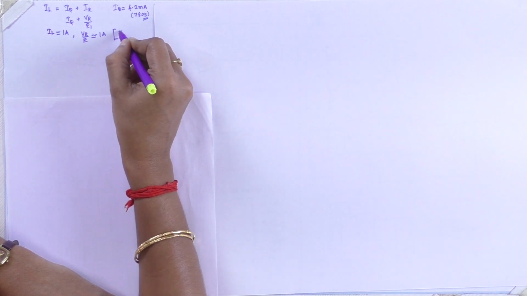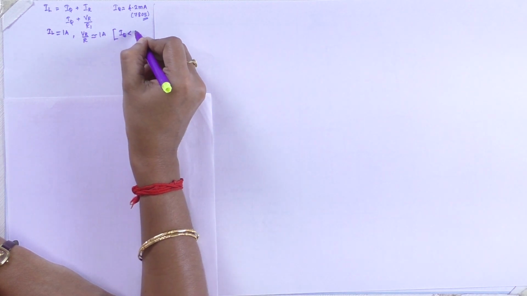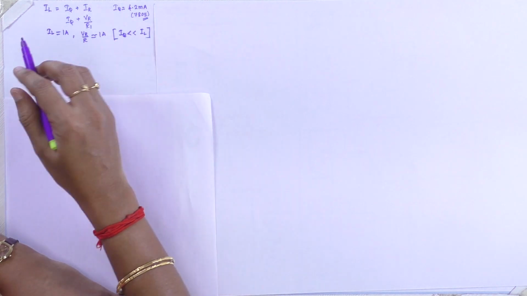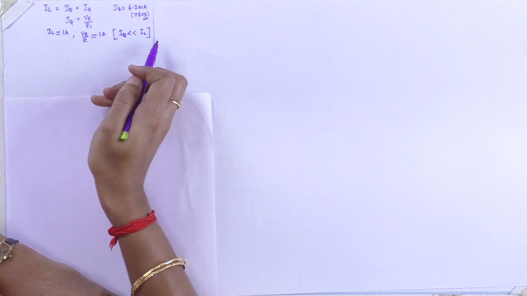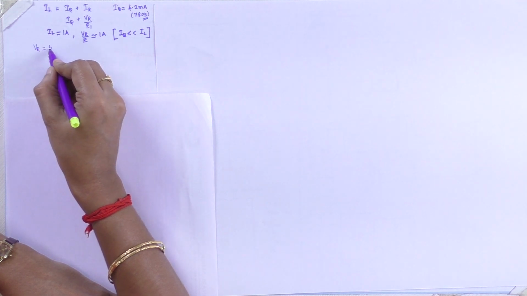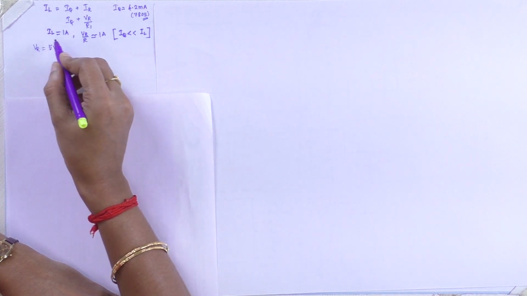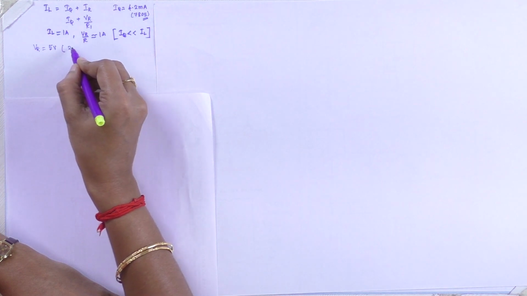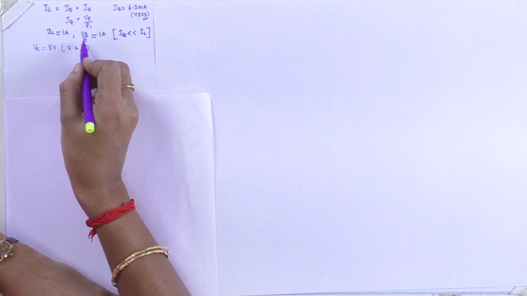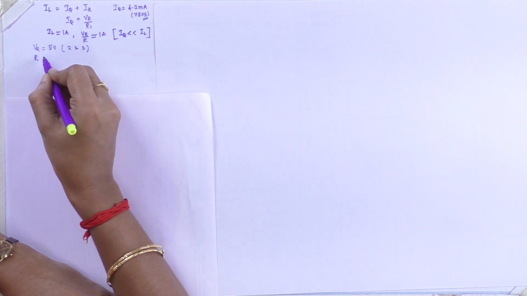So in that condition, I can say my IQ value is very small when compared to the load current. Reframing that, we can say VR is equal to 5 volt, and it is placed between terminals 2 and 3. In that condition, I am going to find the load resistor.